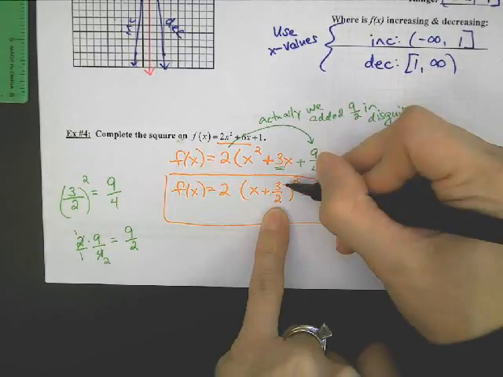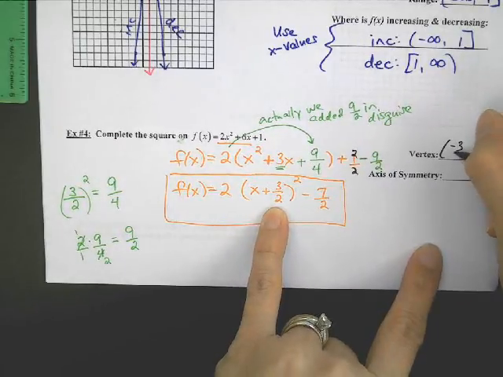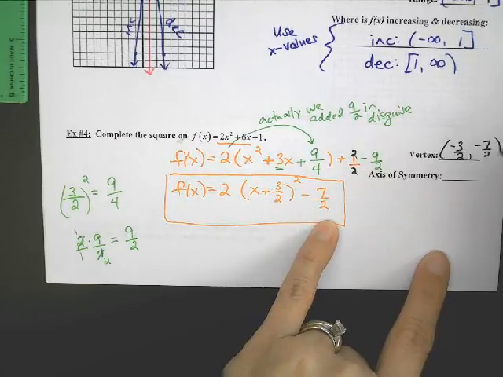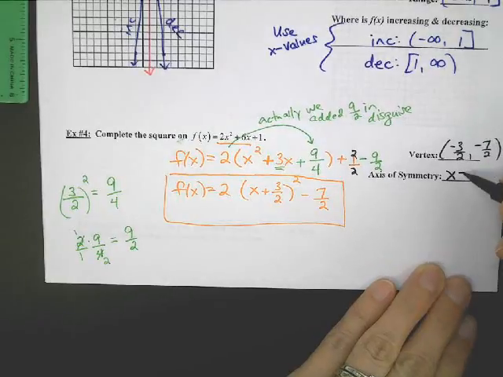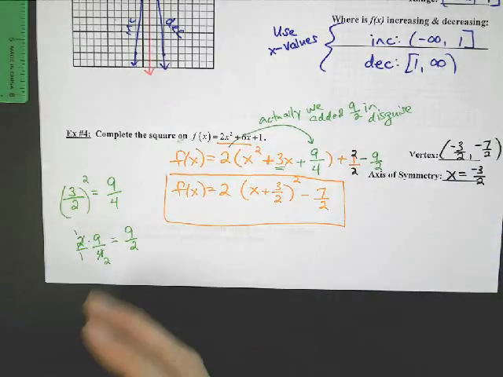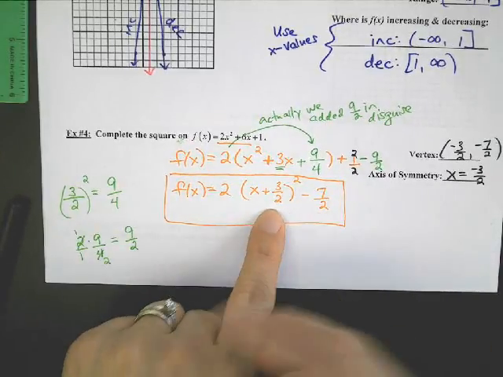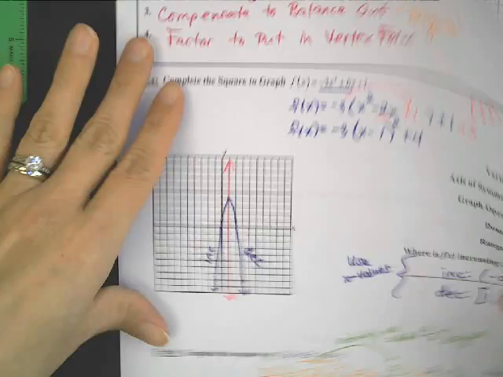The vertex is 3/2 to the left, negative 3/2, and 7/2 down, negative 7/2. The axis of symmetry, it's always going to be a vertical line. X equals that x value right there, negative 3/2. I didn't think it would be a good idea to graph this one, so this was just an algebra work problem. But you certainly could graph it. You go 1.5 to the left and 3.5 down.